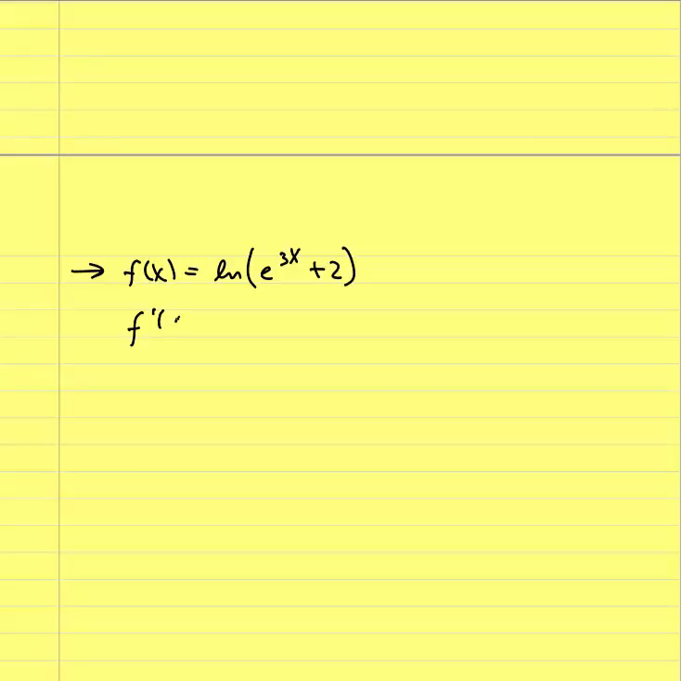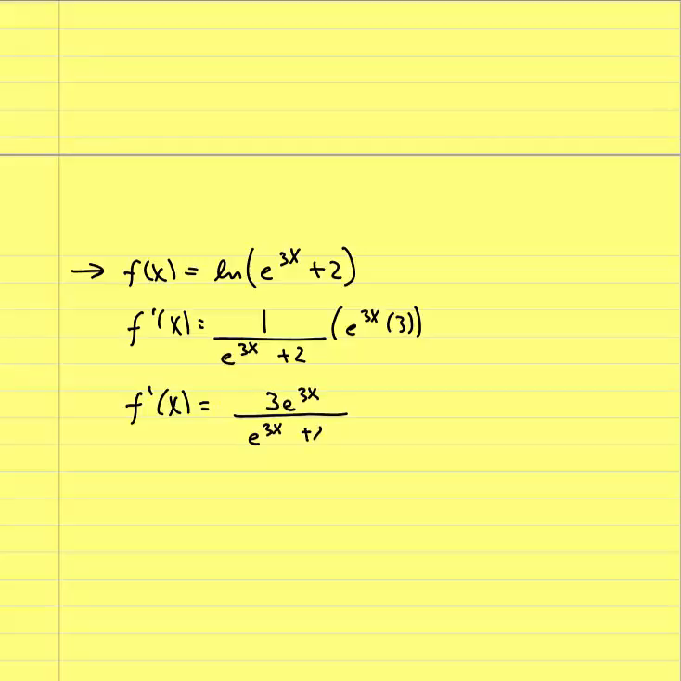Our derivative then would be, derivative of the natural log of u is 1 over u times the derivative of u. And the derivative of u is e to the 3x times 3. So simplifying, I have f prime of x equals 3e to the 3x over e to the 3x plus 2. So there's my derivative. This is kind of an interesting little problem.